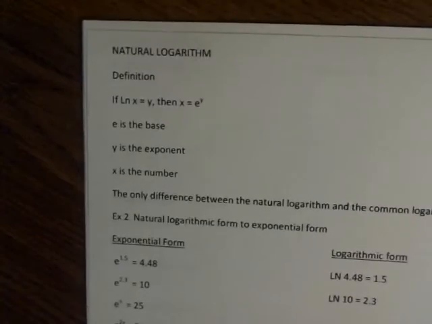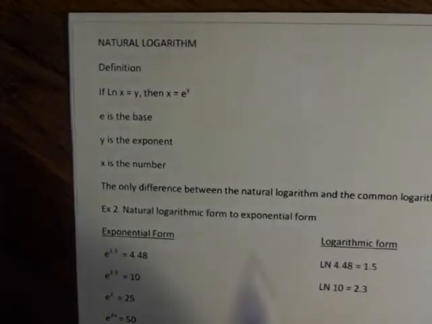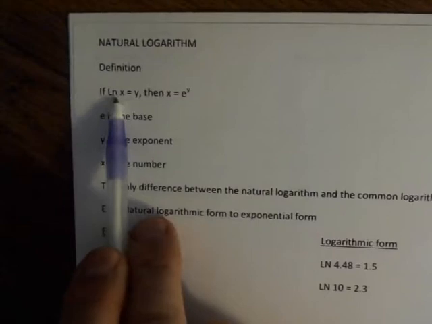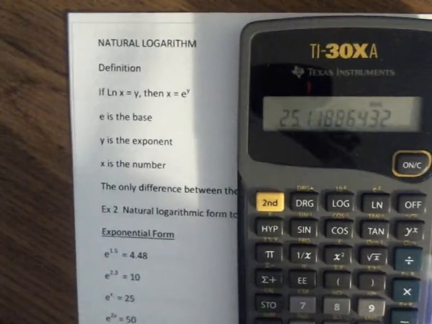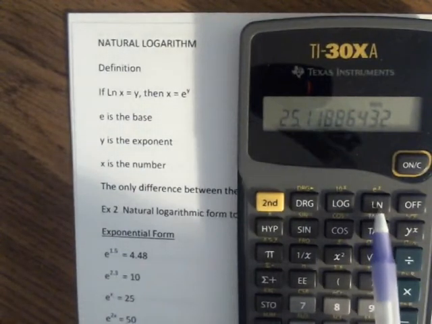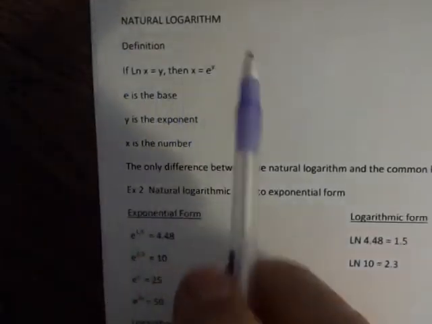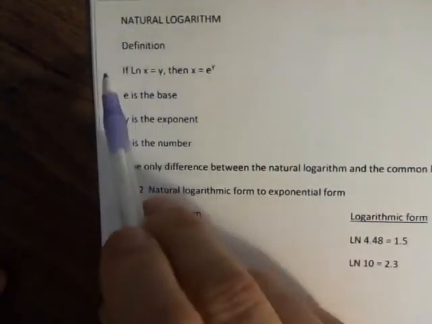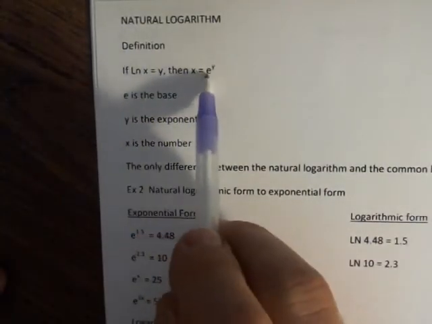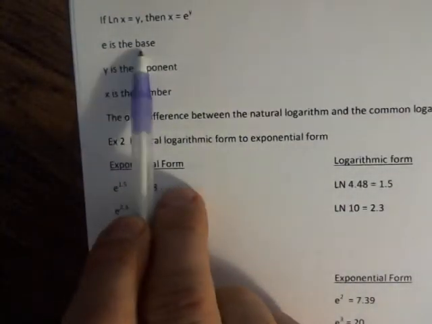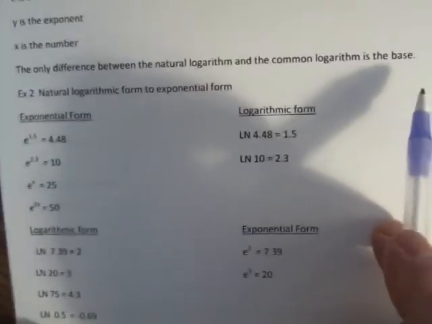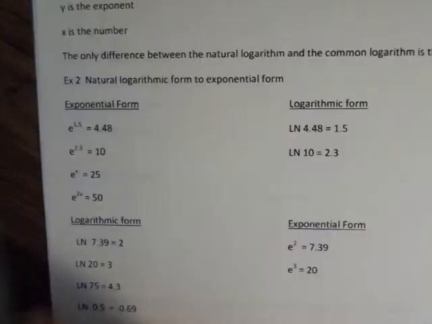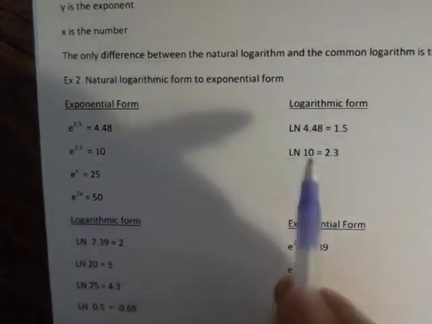All right, the other logarithm is the natural logarithm. So in this case, your ln, not I, ln, which is what we see on your calculator right here. If it's in this format, then our base is e. So nothing changes. The only thing that changes is our base. So e is the base, y is the exponent, x is the number. So the only difference between the natural log and the common log is the base. That's all. The form change still stays the same.